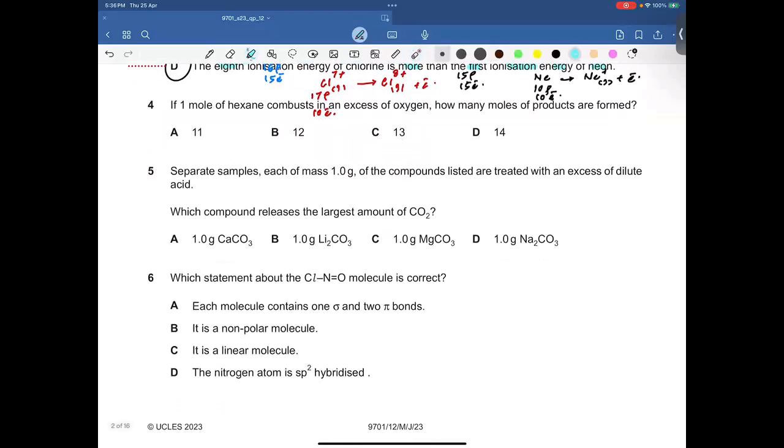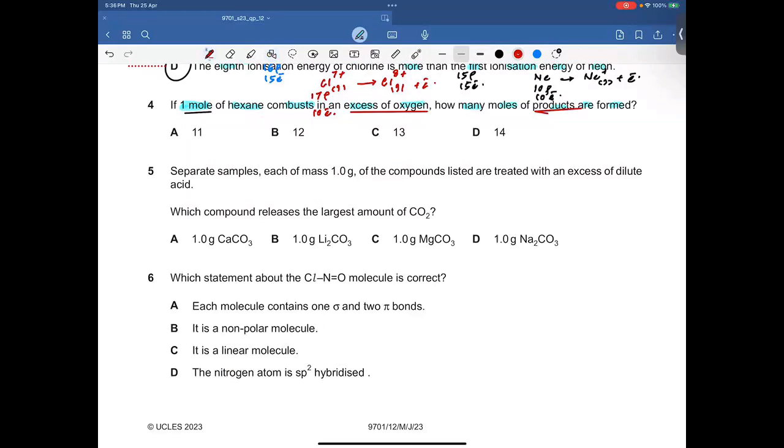Next question is, when one mole of hexane, an alkane, combusts in an excess of oxygen. That means it is a complete combustion. All right. Then how many moles of products are formed? Products. So the examiner is talking about carbon dioxide and water, the total number of moles of carbon dioxide and water.